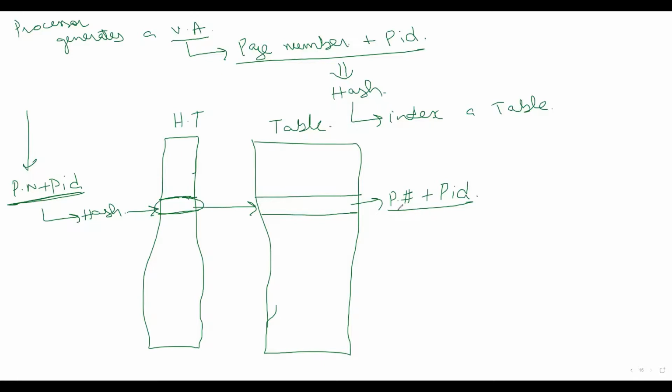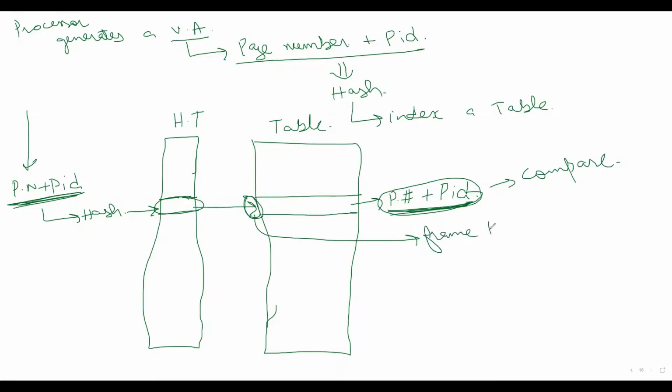Actually, after we get this page number and PID, and the input was also page number and PID, we will compare these two. If this one and this one are the same, then we will get the address, this address, and this address will be our frame number. Then this frame number will be used as the output. Let me explain in detail again.